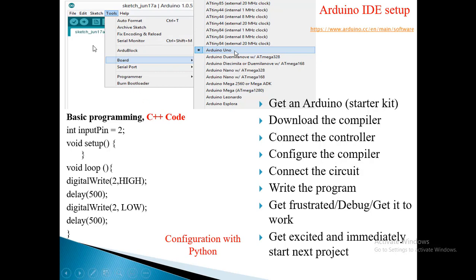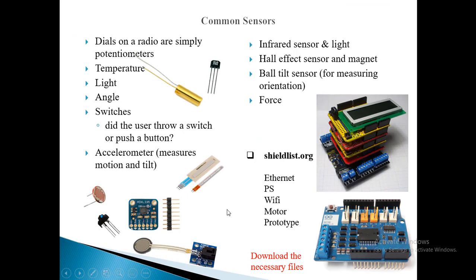And if there is no error with the program, then you have to upload this code to the Arduino by clicking this icon. And you can also work with the Python language with Arduino. I will talk to you later, on another day, about how you can work with Python. And now I'm going to talk to you about some basic sensors, those are the basic sensors of Arduino.